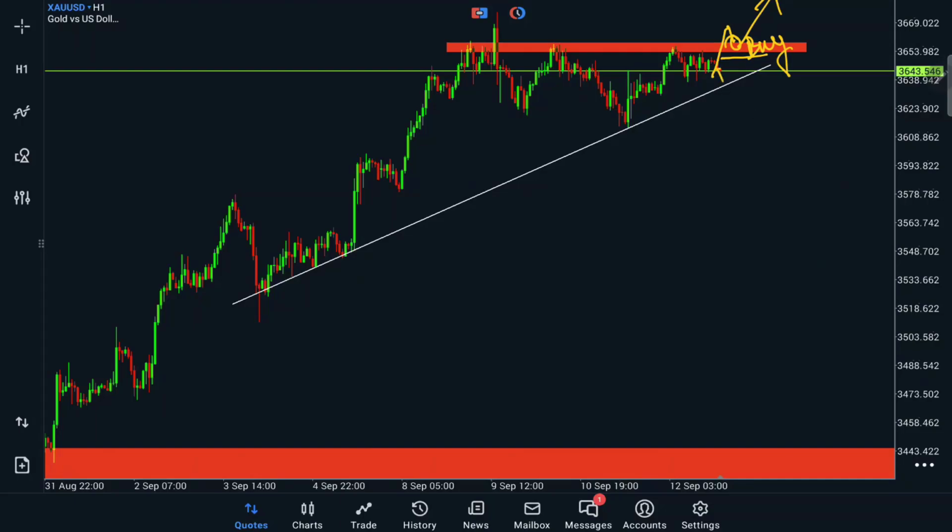And if it gives us a bearish breakout, then after it breaks out, we can wait for a pullback to that particular area.